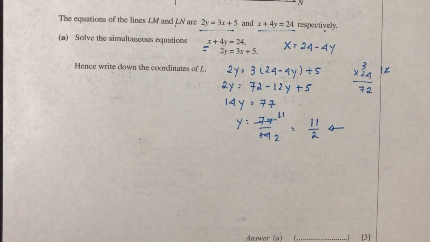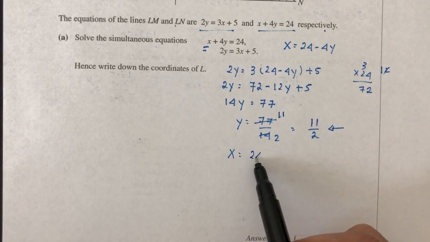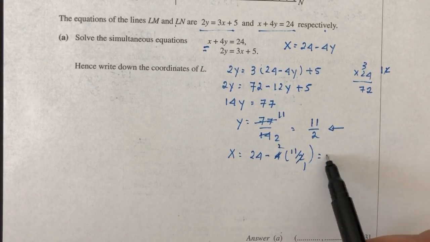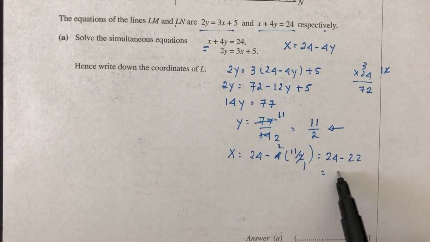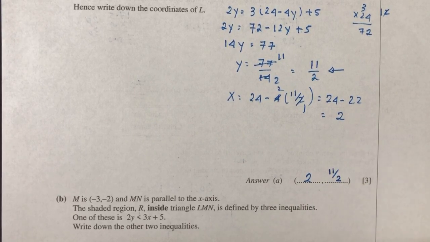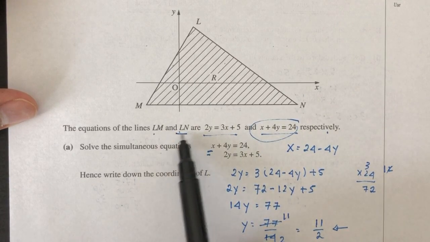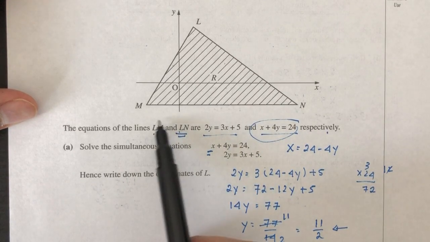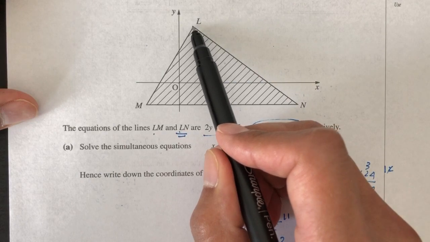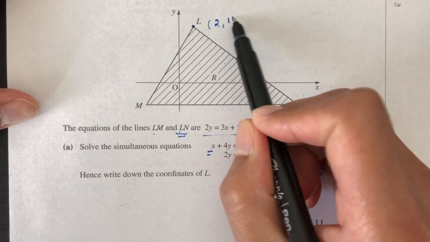Now to find the value of x, x will be 24 minus 4 times y, which is 11 over 2. Simplify, that will become 24 minus 22, that will be 2. So the point will be 2 and 11 over 2. This is the point of intersection of this line, which is LN, with LM. So this is the point of intersection, which is 2 and 11 over 2.